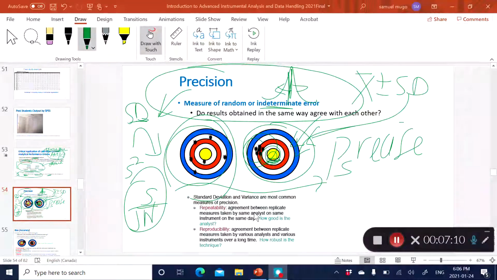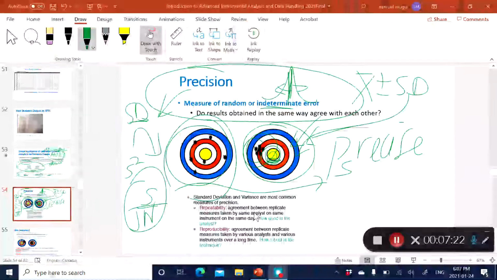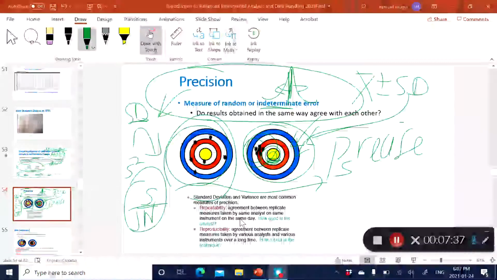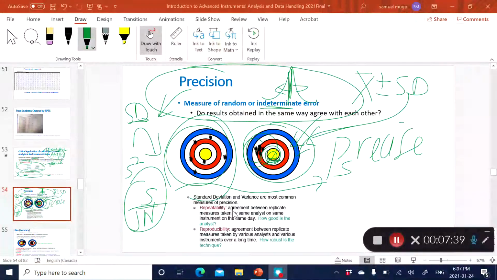So as you're reading papers, you're going to see some people defining precision using all those different methods of standard deviation, absolute, standard error of the mean, and variance, and so on. So when you hear people talk about repeatability, really they are referring to the standard deviation acquired by the analyst using the same instrument on the same day. Okay, and so that's a measure of precision.